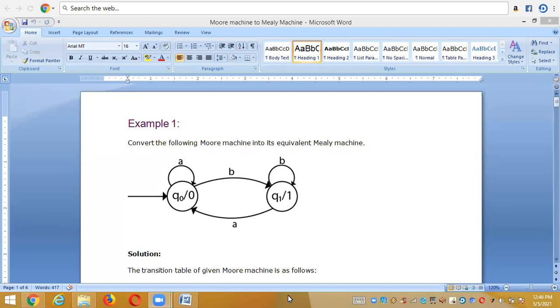Let's see what the question is here: convert the following Moore machine into its equivalent Mealy machine. What it means is the input is in the form of a Moore machine, and you need to convert it into its equivalent Mealy machine. We already know the designing of the Moore machine and the designing of the Mealy machine individually, right? By seeing the machine, we can recognize which type of machine it is.